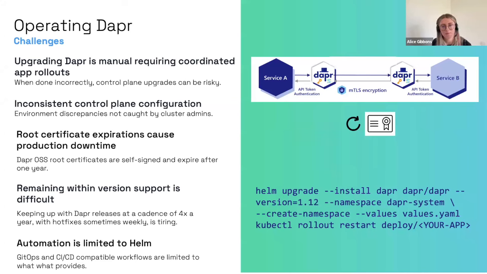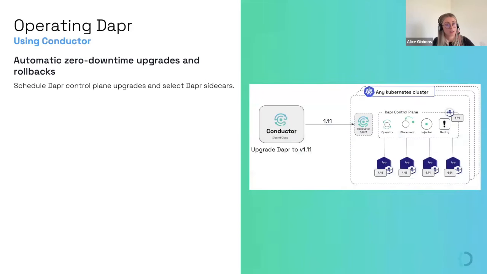So with Conductor, we have the Diagrid Conductor agent. This is an agent that you install on your cluster, and this can be really any Kubernetes cluster. It runs and reports metrics as well as data back to our cloud, Diagrid Cloud here. And we get automatic zero downtime upgrades and rollbacks. So you can actually schedule the control plane upgrades on select Dapr sidecars in order to get specific upgrades for your Dapr control plane.